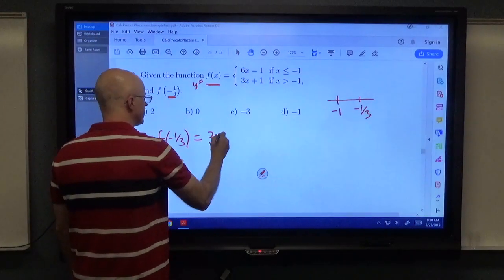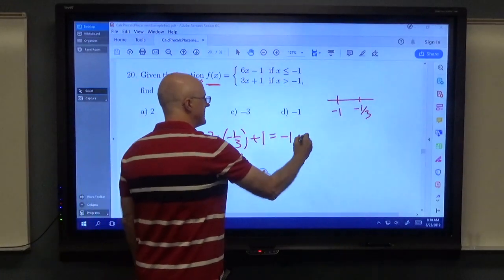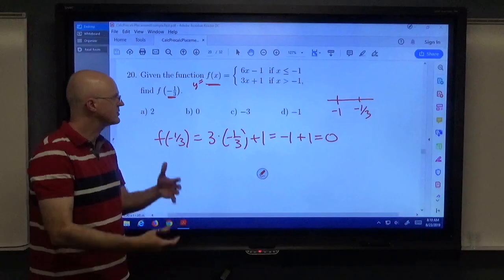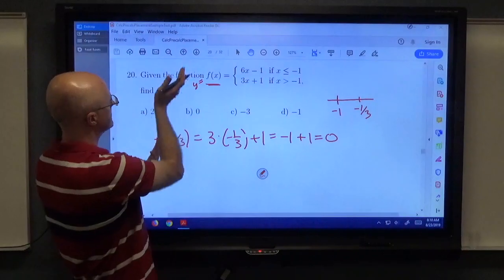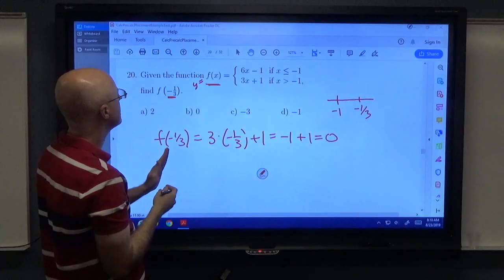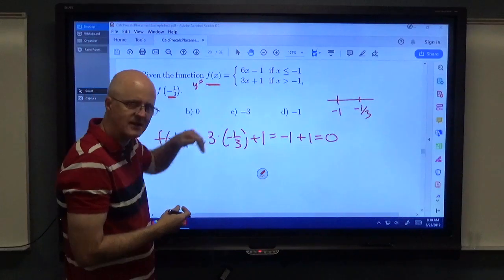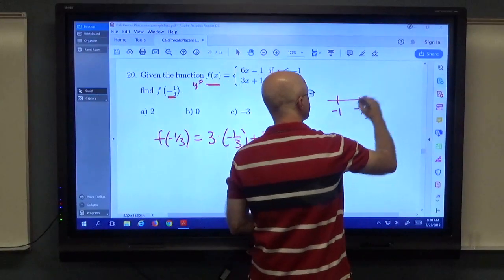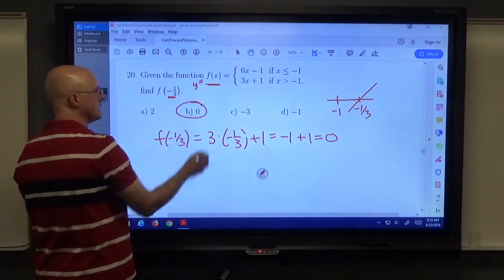You replace x with the input, negative 1/3. Then you get negative 1 plus 1 is 0. Negative 1/3 is a root of this piecewise function. If you try graphing this function, you get a graph in two pieces, one with a slope of 6 over here and one with a slope of 3 here. And there probably looks like there'd be a discontinuity at negative 1. The second piece is going to intersect the x-axis at x equals negative 1/3. That's what's going to happen. You're going to get a picture something like that. The answer is 0, choice B.